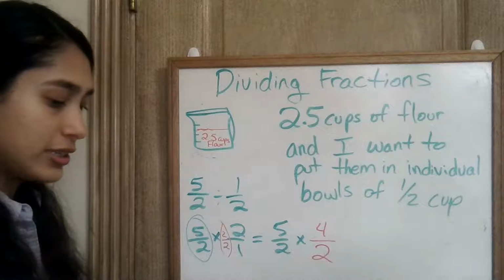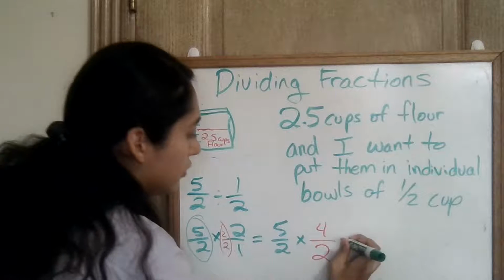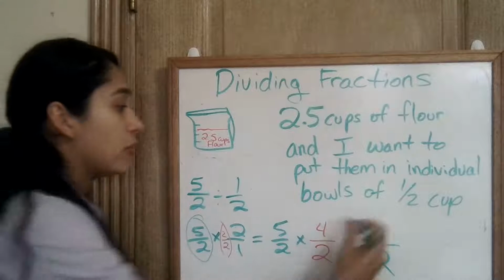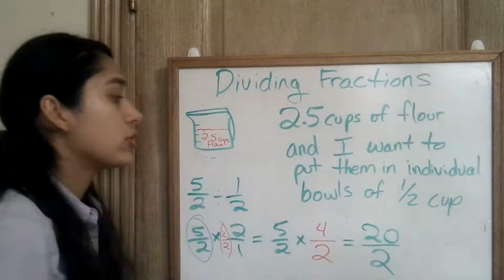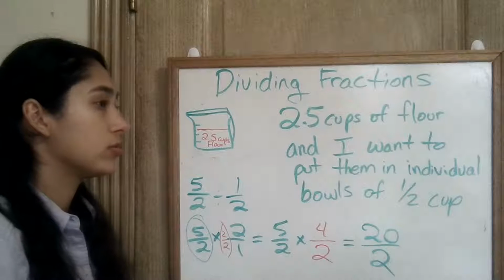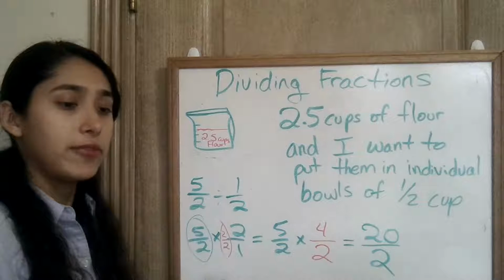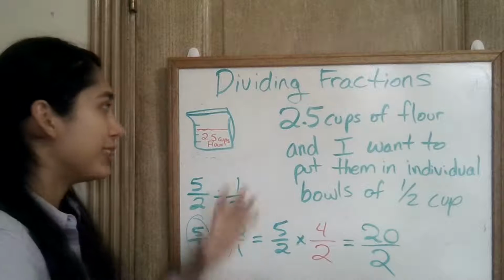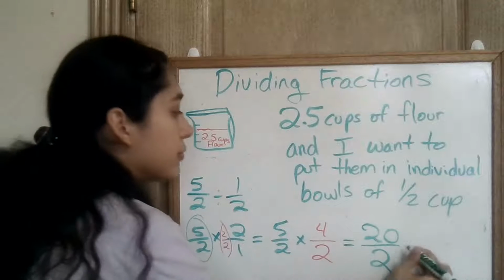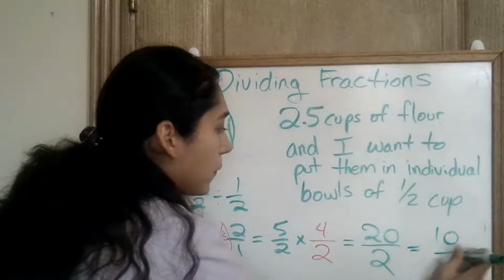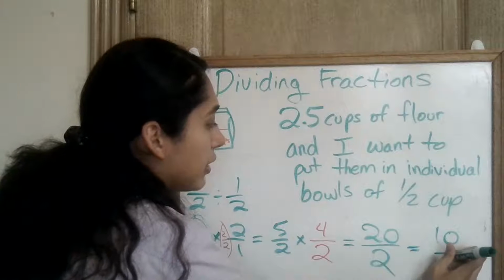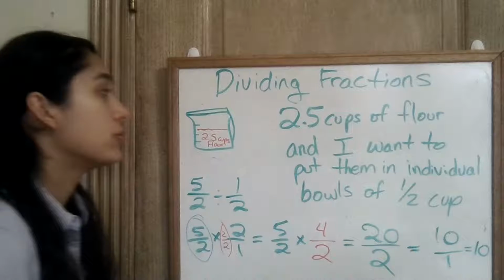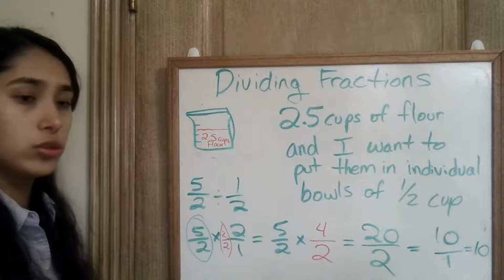So our numerator is going to stay the same. It's going to stay at 2. Now we're going to multiply 5 by 4, and that will be 20. So our answer is going to be 20 over 2. Okay, but we can simplify this further. So if we divide by 2, like, Miss, we just did division. Just break it down. We know it's the same thing as 10 over 1, which ends up being just number 10. So we're just going to need 10 individual bowls instead.